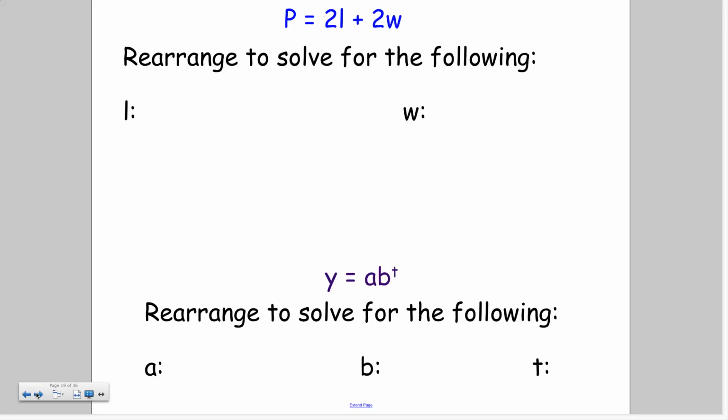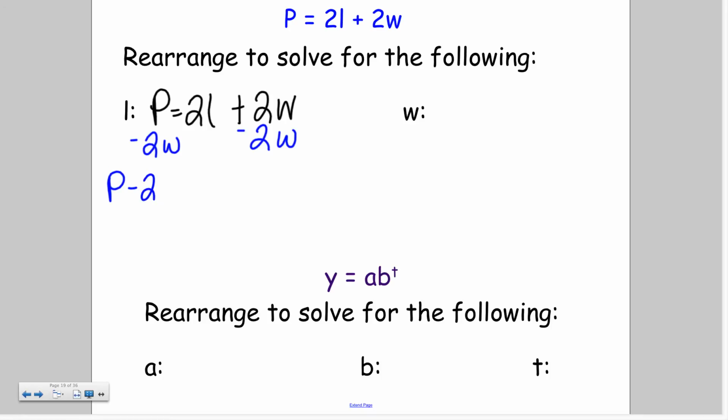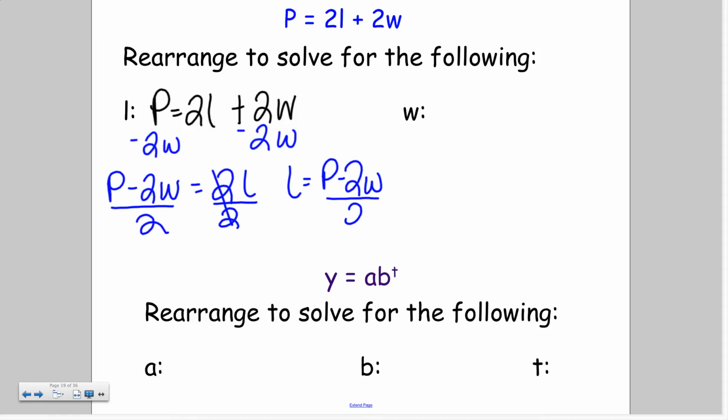All right. We want to solve out for L. So P is equal to 2L plus 2W. First thing we need to do is subtract 2W from both sides. So P minus 2W is equal to 2L. To get L by itself, divide by 2. So L is equal to P minus 2W divided by 2.